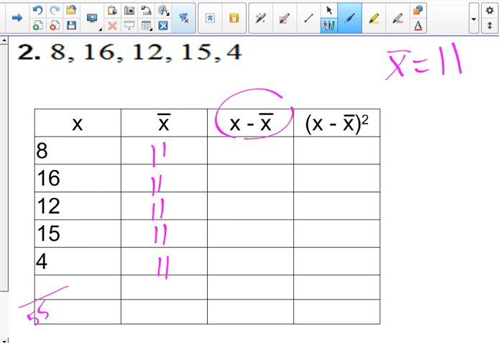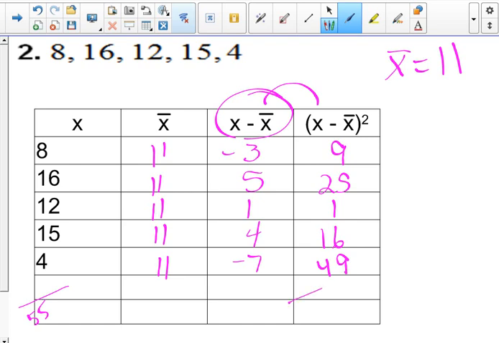Now, do your x minus x bar. So that's going to be negative 3, 5, 1, 4, and negative 7. The next step is to square each one of these numbers. Square this column, so it's going to be 9, 25, 1, 16, and 49. Now, you're going to sum those and divide by the number of elements, and then you'll have your sigma squared.